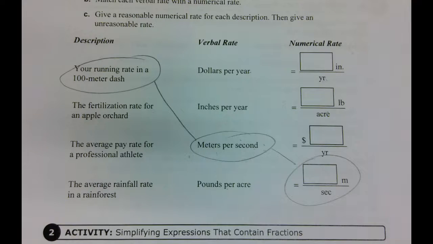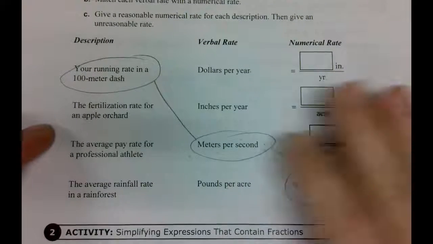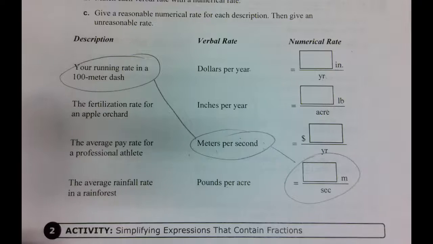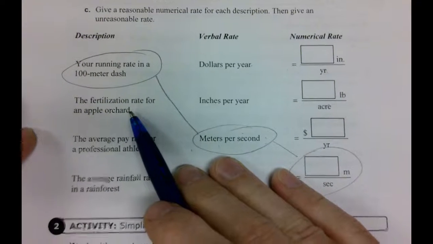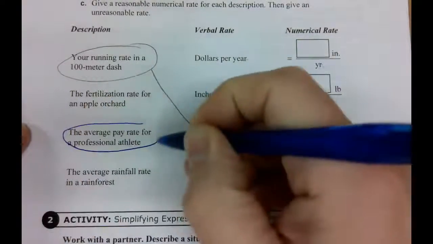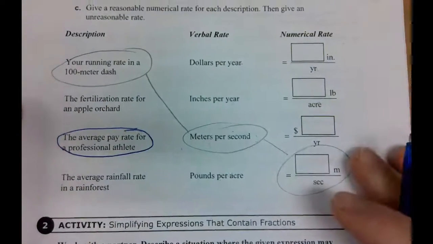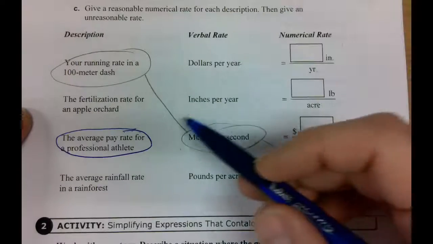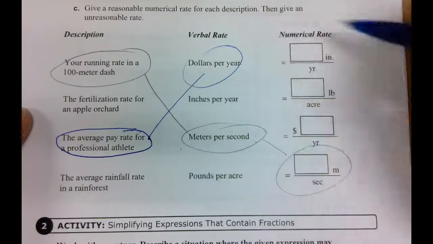All right, as you're finishing that up, again, if you get them wrong, you don't need to erase them or anything. It's just part of our process of learning about these descriptions and rates and ratios as we start diving into those. So again, I'm going to come back to this fertilization rate of an apple orchard because it's farming. What I would have done is I would have gone down here. I can kind of figure out how I would describe the average rate for a professional athlete. That would be in dollars per year.